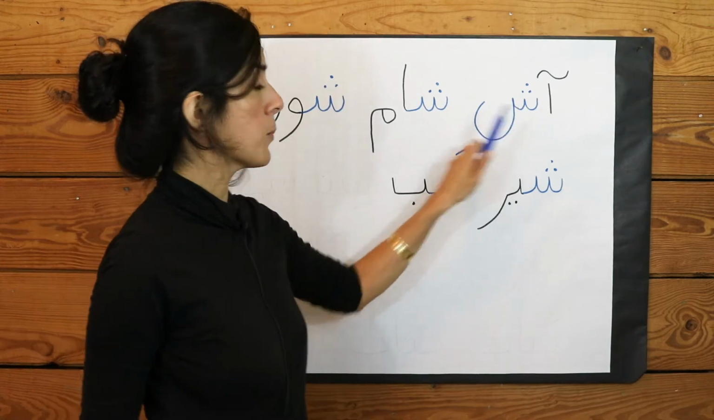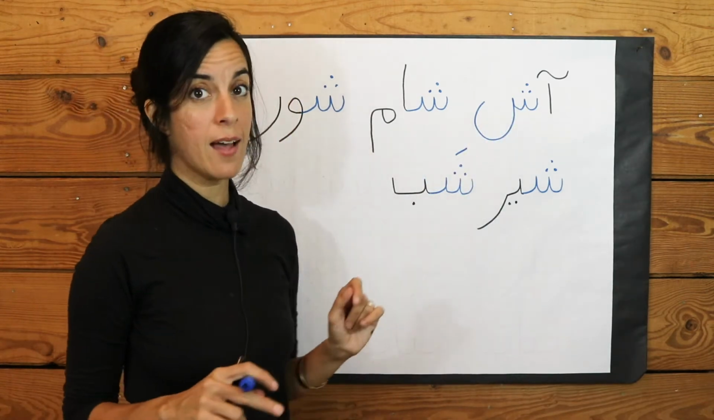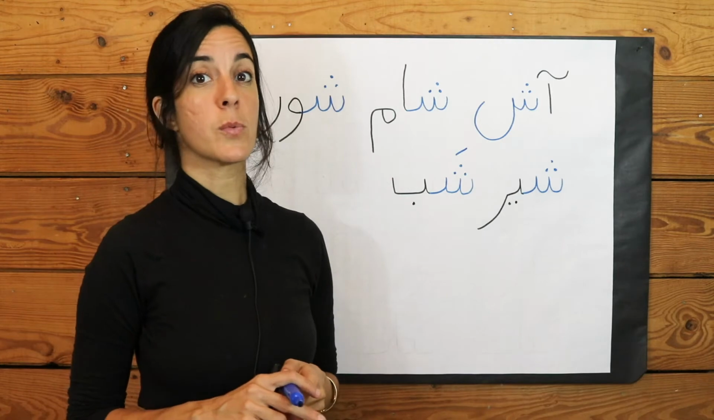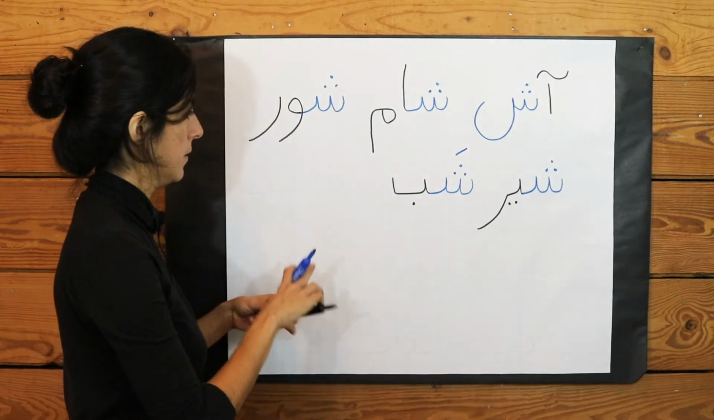Okay, so what happens when we put that accent above the she? It becomes sha. Shab is the word for night. Very important word.